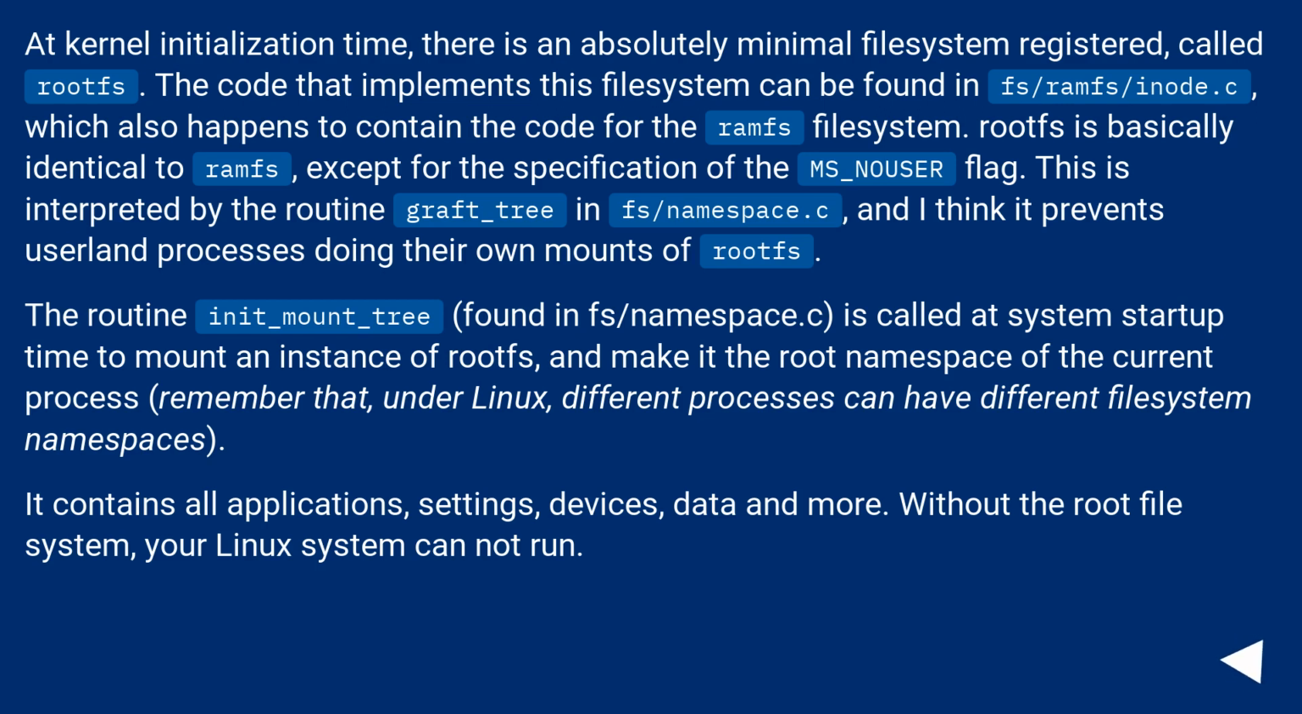The routine init_mount_tree, found in fs/namespace.c, is called at system startup time to mount an instance of rootfs, and make it the root namespace of the current process. Remember that, under Linux, different processes can have different file system namespaces.